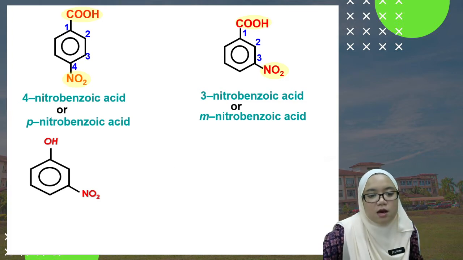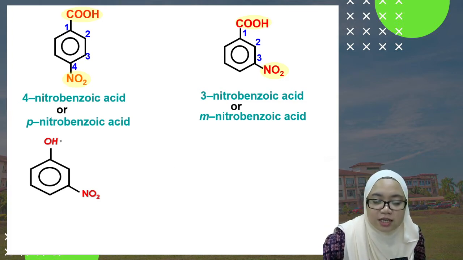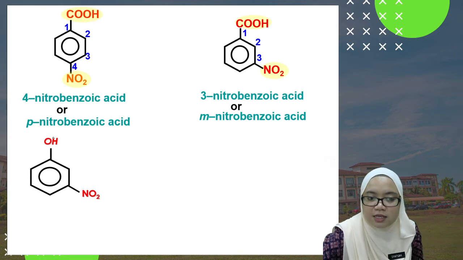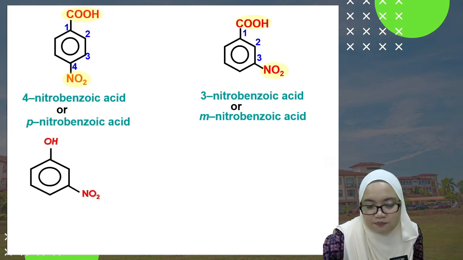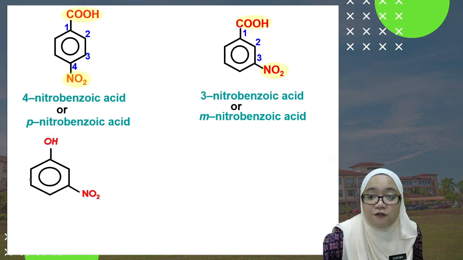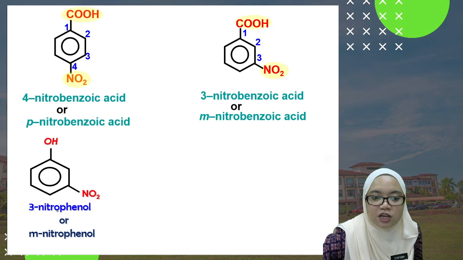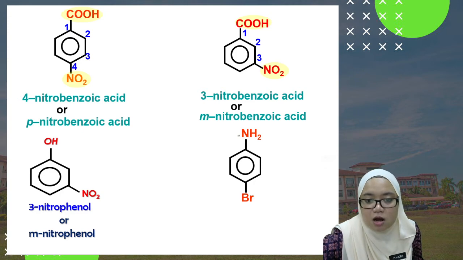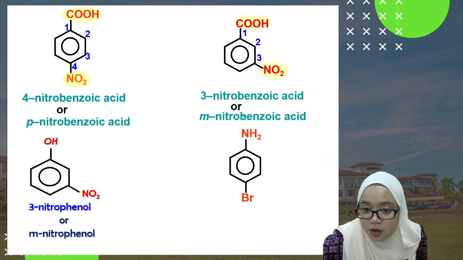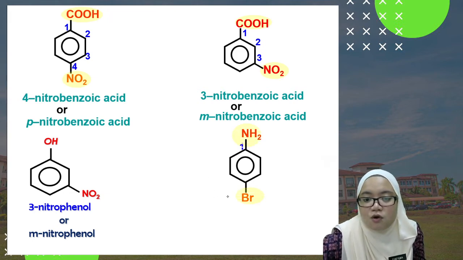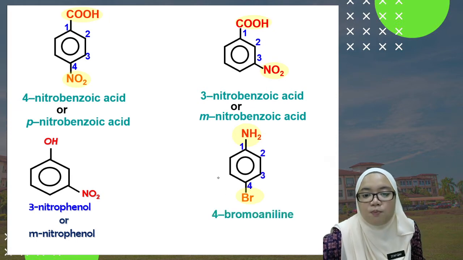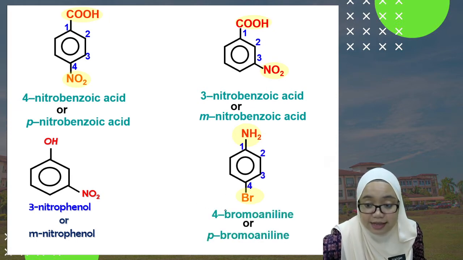Okay, this one between OH and nitro, OH is the substituent yang paling kita nak prioritisekan dia. Okay, so ini adalah phenol. Okay, sebab ada OH and then benzene ring, so this is phenol. So nitro group dekat carbon number 3, so 3-nitrophenol ataupun meta-nitrophenol. And then ini kita ada NH2, so ini adalah aniline. Okay, parent dia aniline, so bromo ni dekat carbon number 4, so dia adalah 4-bromoaniline ataupun para-bromoaniline. Okay.